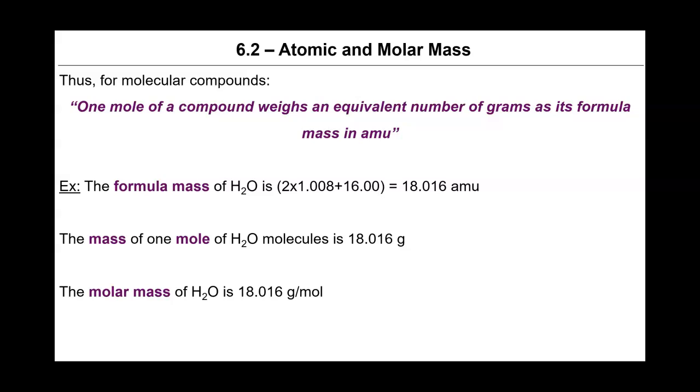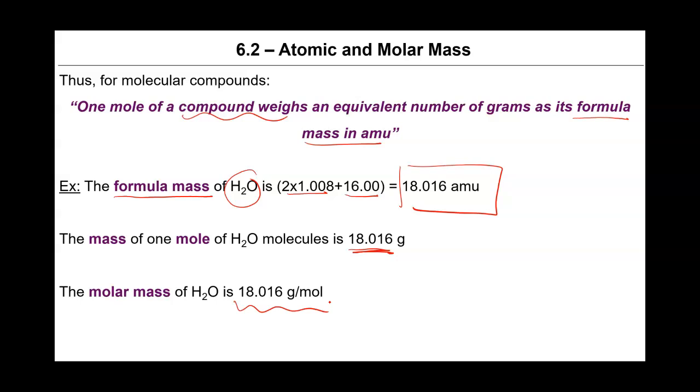For molecular compounds, 1 mole of the compound weighs an equivalent number of grams as its formula mass in AMU. So it's slightly more complicated. The first thing that we'll need to do is to calculate the formula mass of our compound. So for water, for example, we're going to add together the masses of 2 hydrogen atoms and 1 oxygen atom to get the formula mass of water in AMU. And what that's really telling us is that if one water molecule weighs 18.016 AMU, then a whole mole of water molecules will weigh 18.016 grams, or we can say the molar mass of water is 18.016 grams per mole.